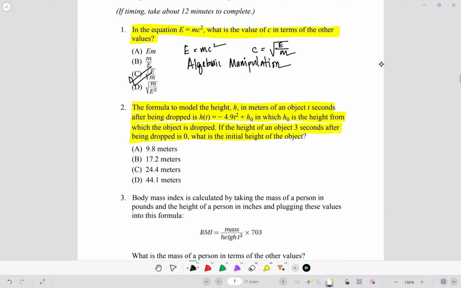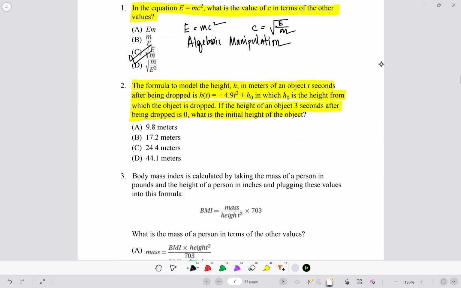Can you at least tell me what is basically here, the h and the h naught? The h is the height, the t is the time, and h naught is like the height from where it dropped.